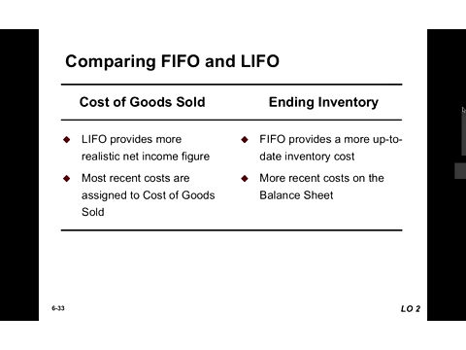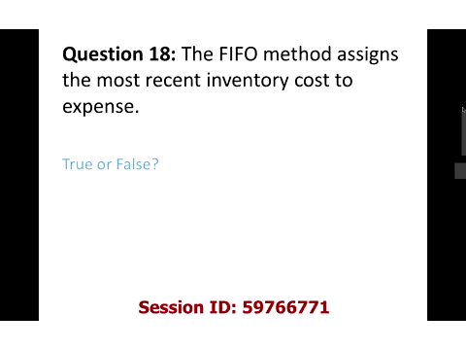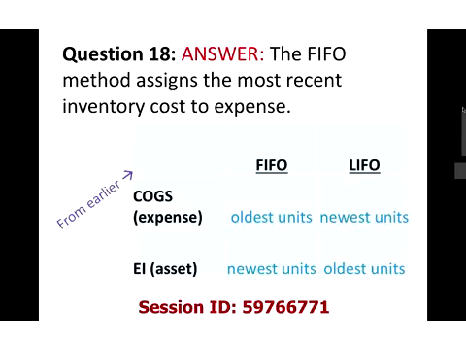Okay, next up, we've got a couple questions on what we just went over. First one, the FIFO method assigns the most recent inventory cost to expense. Okay, FIFO means your first ones in are the first ones sold. So your earliest inventory goes to sell, which is to expense. You should probably look at that little chart like we did. You wrote it down, it looks like here.